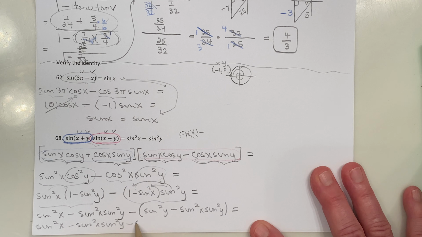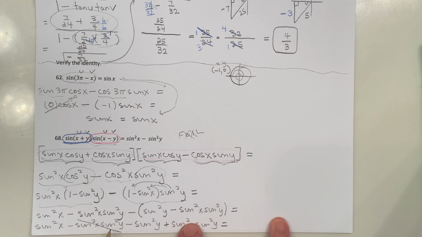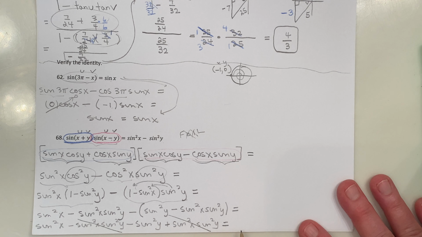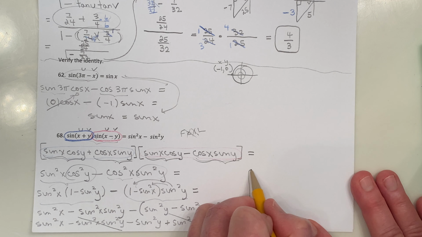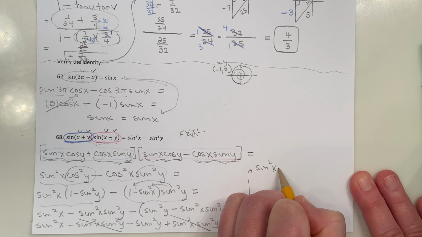Distribute the negative inside: minus sine squared y, and then minus a negative is plus. That whole group right there, because all this is joined together. Now notice that these two terms are opposite. They're exactly the same, but opposite, so they cancel. So I'm left with sine squared x minus sine squared y, which is what I was trying to get.